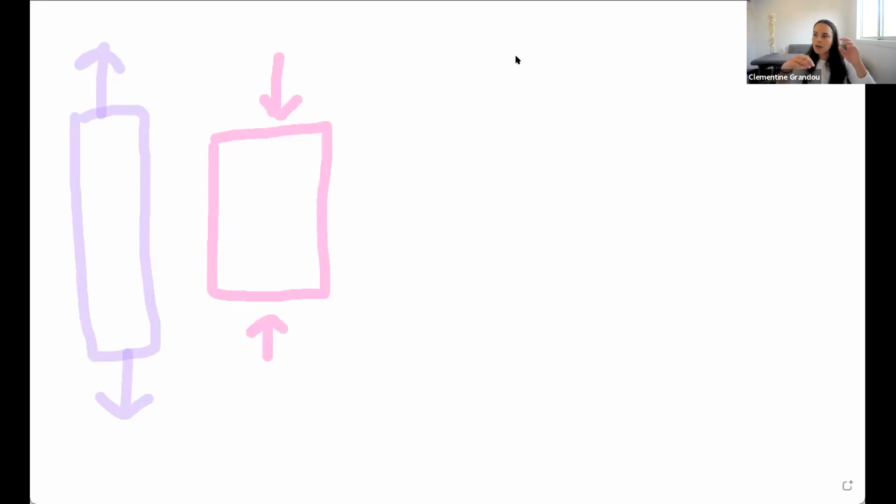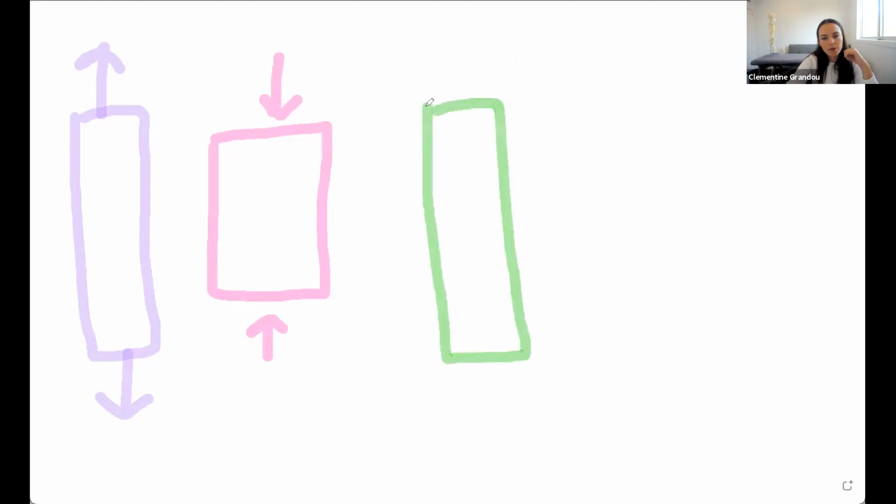Okay, and then we have shear. Now, shear was two forces coming from opposite directions on that horizontal plane. So it would look something like this. We have my bone, and then I've got one force like so, and the other force coming from the opposite direction, but both on that horizontal.